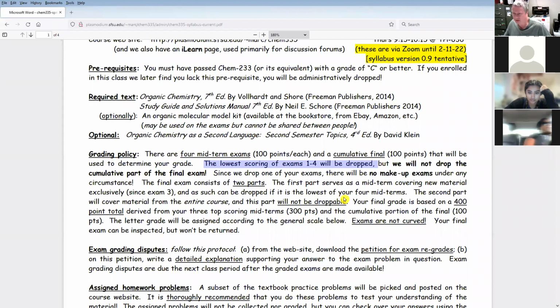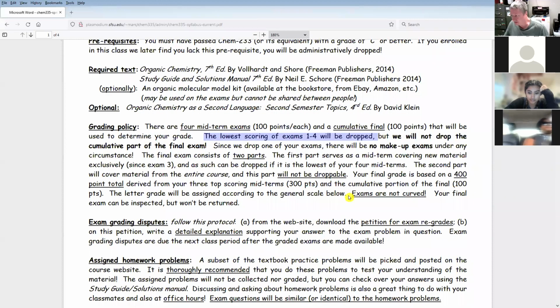Anyway, that's all far away, and you can read this and understand it. It's a pretty reasonable grading system that we've used. Okay, and I don't want to say we never curve the exams. I mean, if there's an exam where everybody does a little poorly, I might give everybody a couple points.